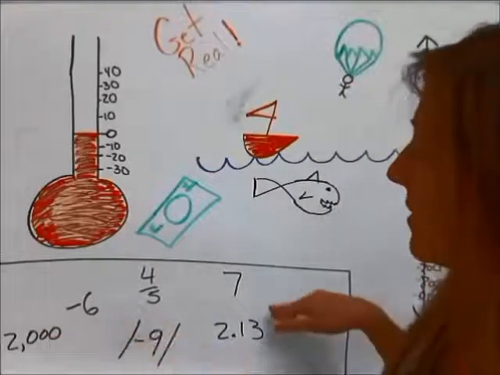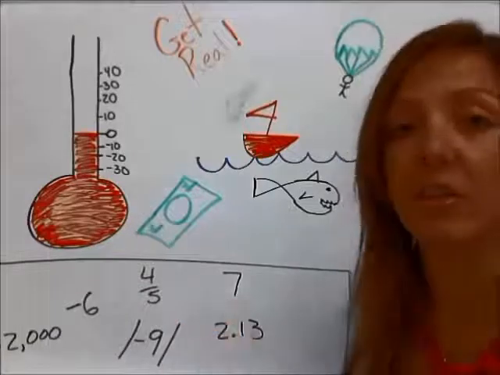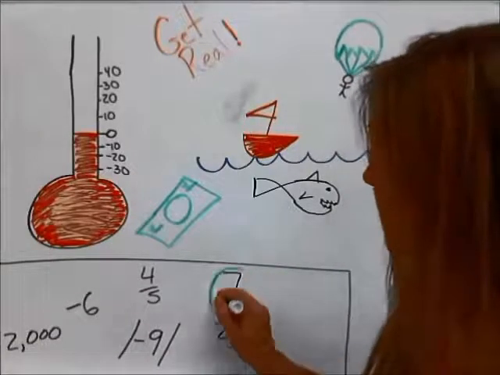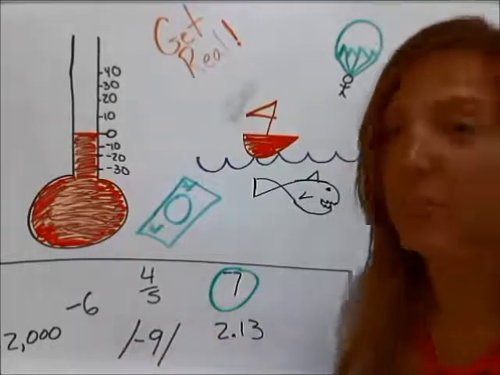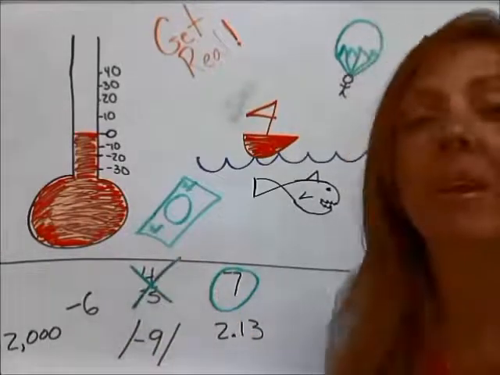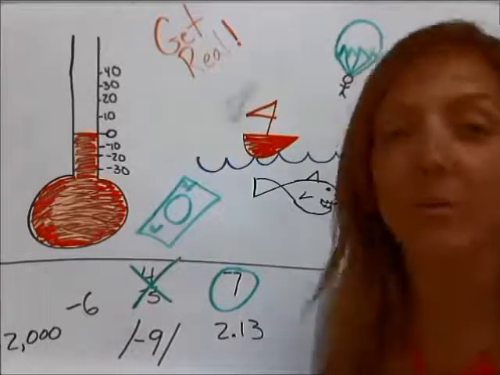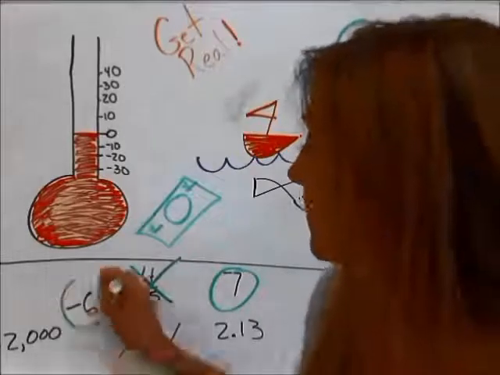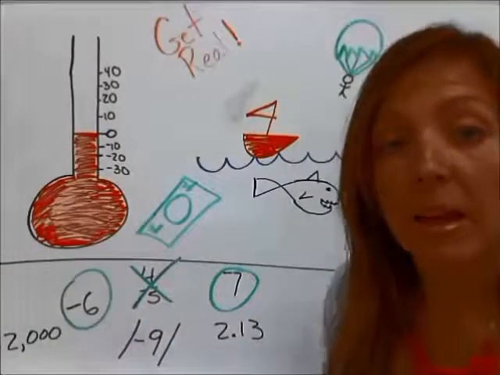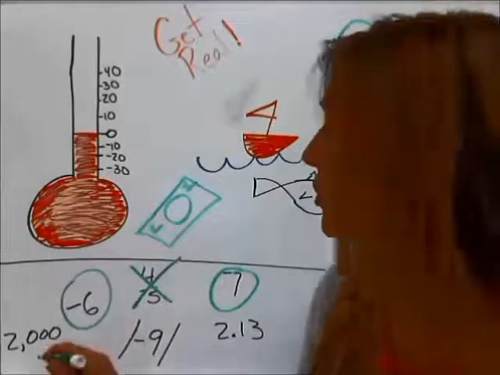All right, which ones of these numbers would you say is an integer? Is 7 an integer? It is, because it's a positive whole number. 4/5. 4/5 would not be an integer because it is a fraction, and fractions are rational numbers. Rational numbers do not fit in the integer category. -6 is an integer. It's the opposite of a whole number, which would be 6. 2,000 is an integer.